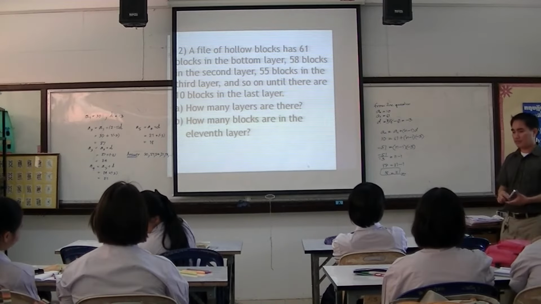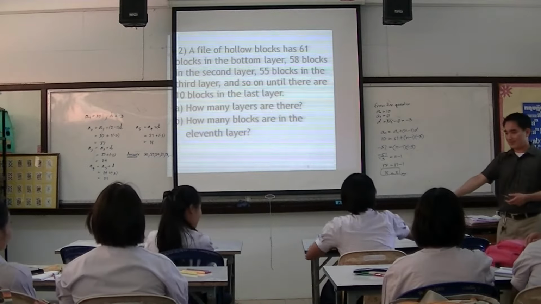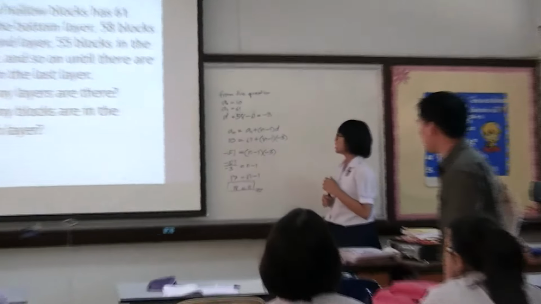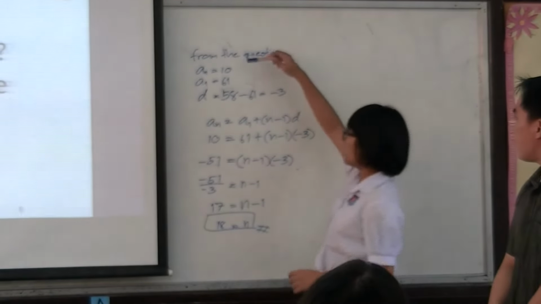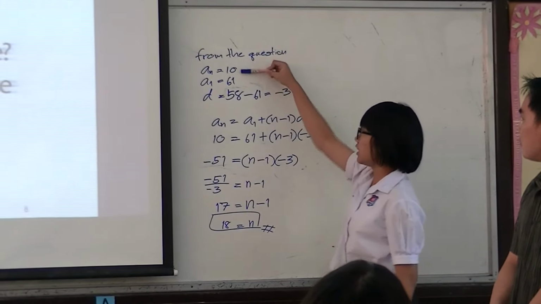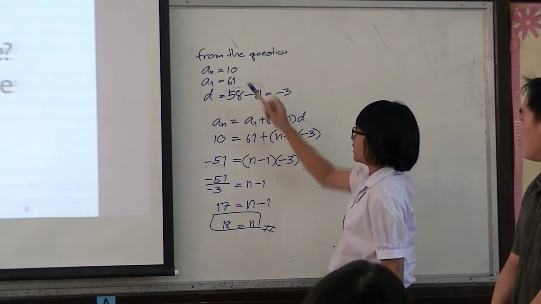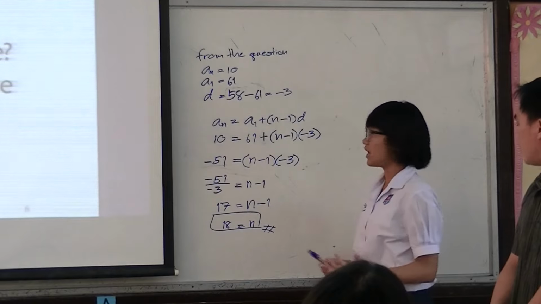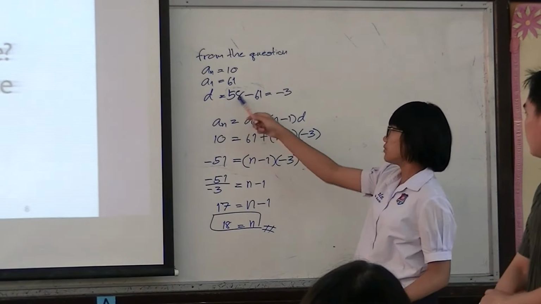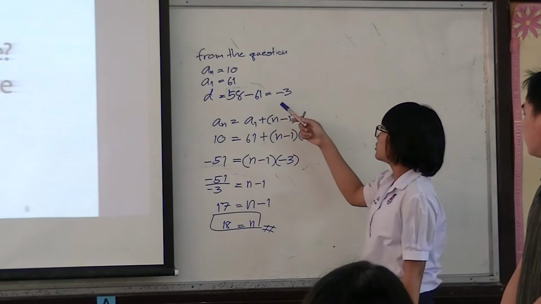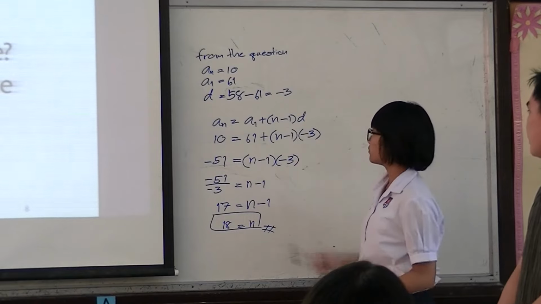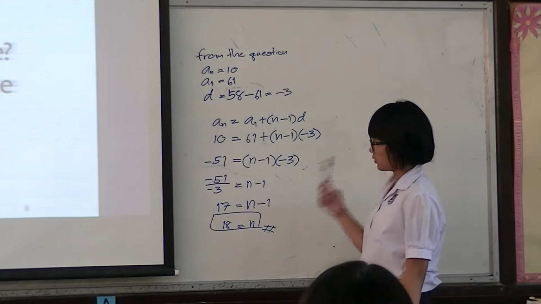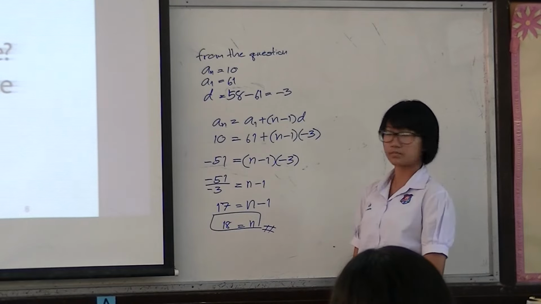Okay, June, you explain how you got 18. We know that a sub n equals 10 and a sub 1 is 61. And common difference from a sub 2 minus a sub 1 is 58 minus 61, which is equal to minus 3. And we use the general formula. Substitute, and you will get 18. Alright, thank you, June.